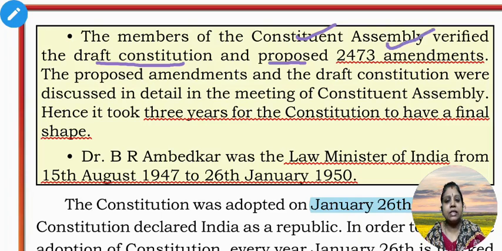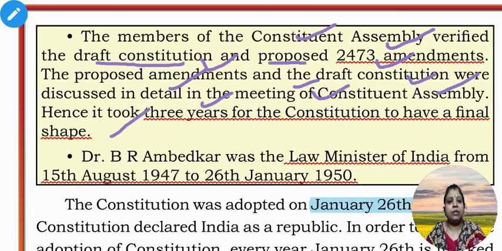2,473 amendments. The proposed amendments and the draft Constitution were discussed in detail in the meetings of the Constituent Assembly. Hence, it took 3 years for the Constitution to have a final shape. Dr. B.R. Ambedkar was the Law Minister of India from 15th August 1947 to 26th January 1950.